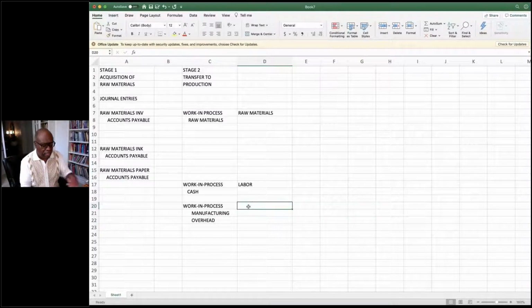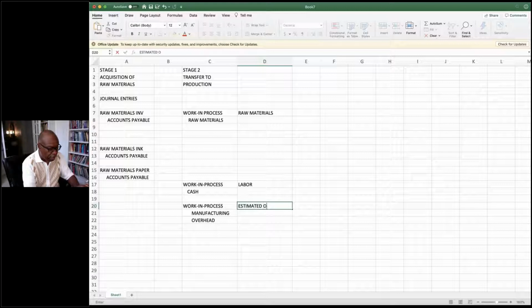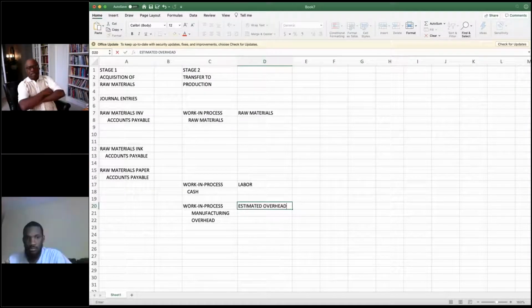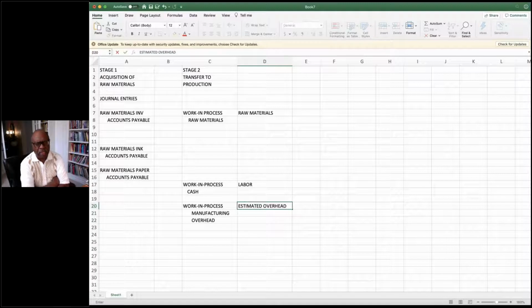And this is the estimated overhead, okay? So notice I'm putting estimated overhead. When I make my book, I've got to have it ready by September, or August, really. So I've got to have a selling price that reflects everything. A lot of my costs won't come in until the end of the year, and therefore I have to estimate what the overhead is going to be and put it in there.